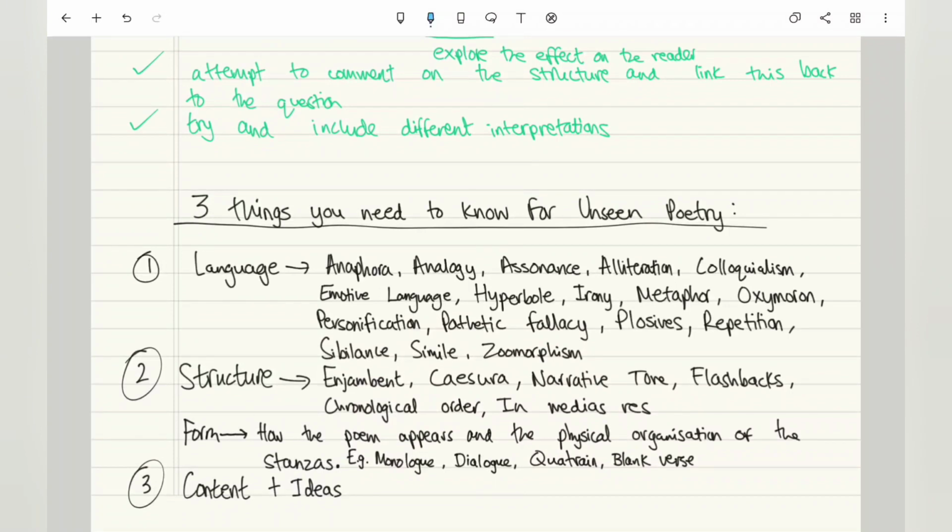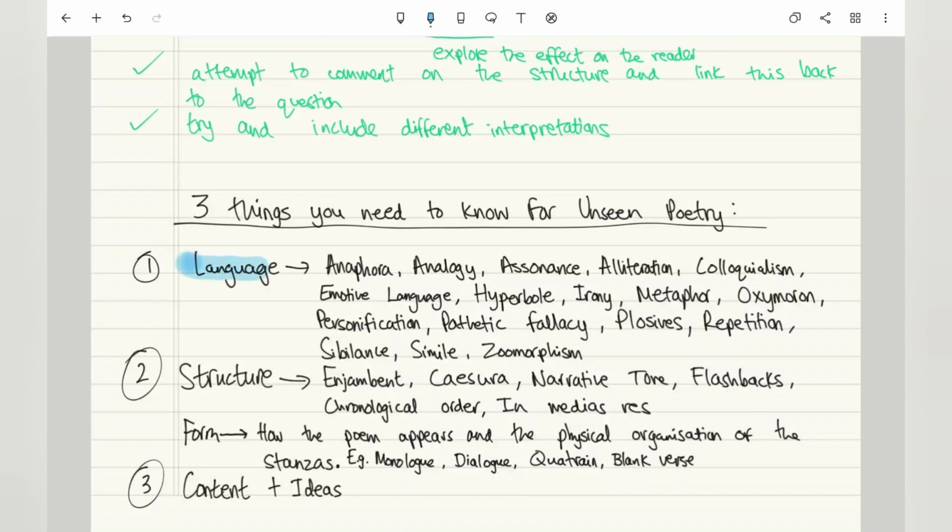Now, 3 things you need to know for unseen poetry. In simple terms, language, so that includes anaphora, analogy, assonance, alliteration, colloquialism, emotive language, hyperbole, irony, metaphor, oxymoron, personification, pathetic fallacy, plosives, repetition, sibilance, simile, and zoomorphism. So for sure you will be able to find and identify these in your exams. You may not find all of them, of course, but you should be able to find at least 1 or 2, possibly more.